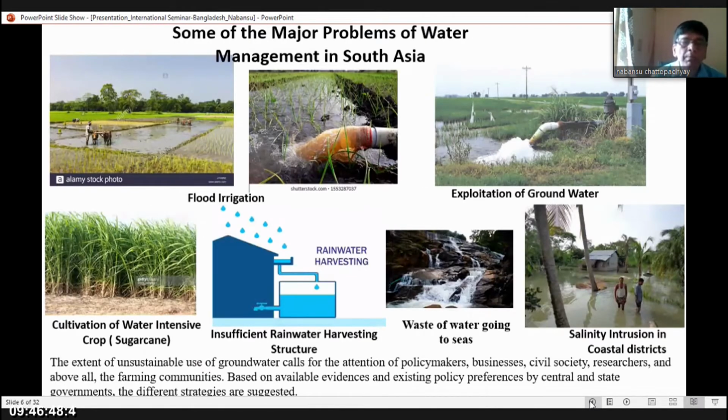Now, if you see some of the major problems of water management in South Asia, including India, is that we are using water at our wish. That means flood irrigation which may not be required, then exploitation of groundwater which is not very much required, then cultivation of water-intensive crops like sugarcane and rice, and insufficient water harvesting for the succeeding season, then waste of water which is going to the sea. And another very important one is salinity. I will discuss it in detail.